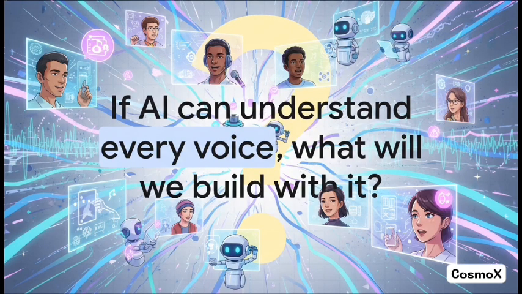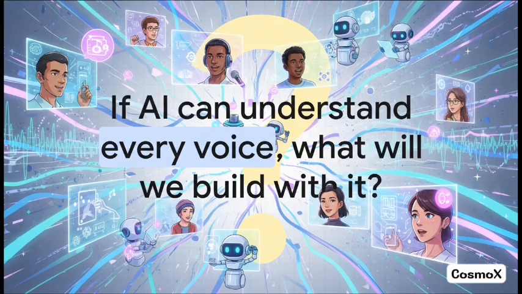And that really leaves us with this one fascinating question for the future. For decades, the big challenge has been trying to get machines to understand the beautiful complexity of human speech. Now that we're right on the verge of actually solving that, the real question becomes, what are we going to build with it?